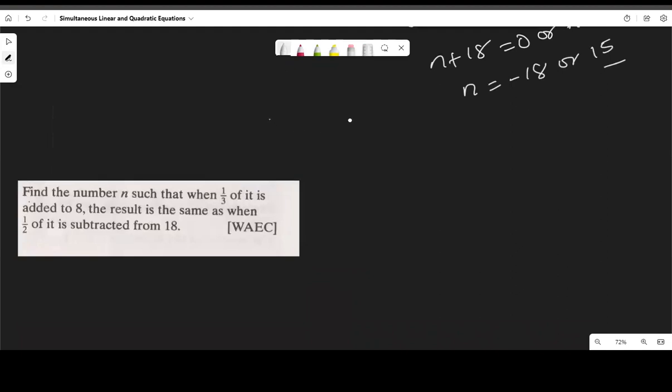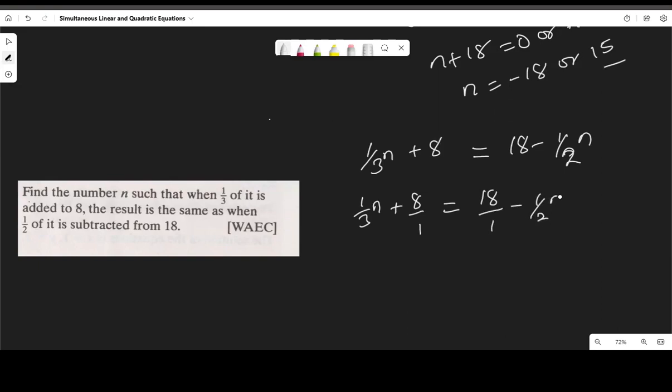The last one says, find the number n such that when 1 over 3 of n is added to 8, the result is the same as when 1 over 2 of it is subtracted from 18, that is 18 minus half n. I write this as 1 over 3 n plus 8 over 1 equal to 18 over 1 minus half n.